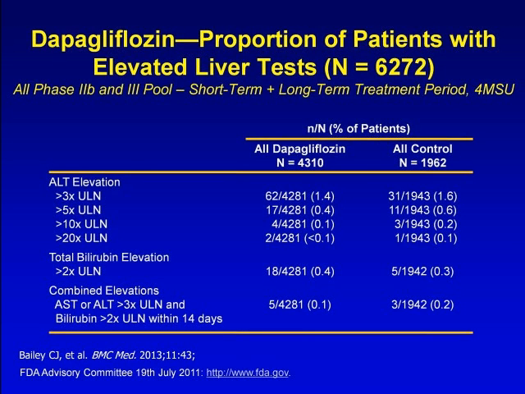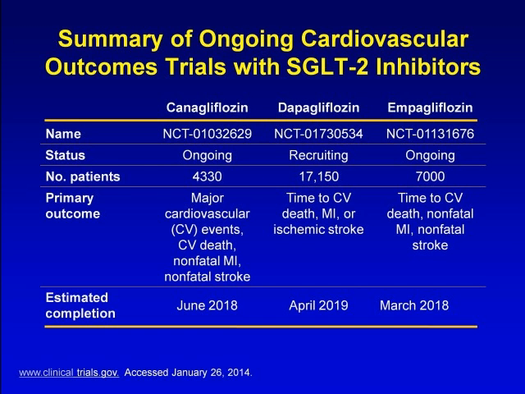The next slide looks at liver function test abnormalities with Dapagliflozin and controls, and there does not appear to be any difference between those. Now, cardiovascular outcome trials are important. Cardiovascular events are important in diabetes. These medications met the criteria for approval in not having excess cardiovascular events in the phase 3 trials, which were not designed as cardiovascular outcome trials, but still had enough events to demonstrate some degree of safety.